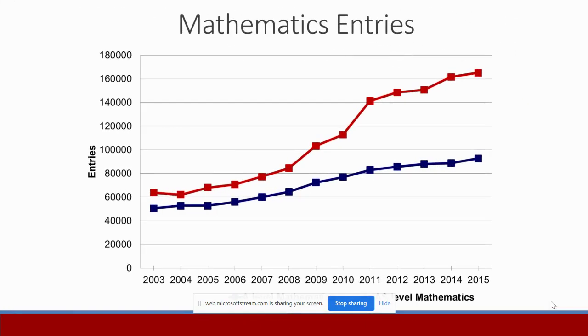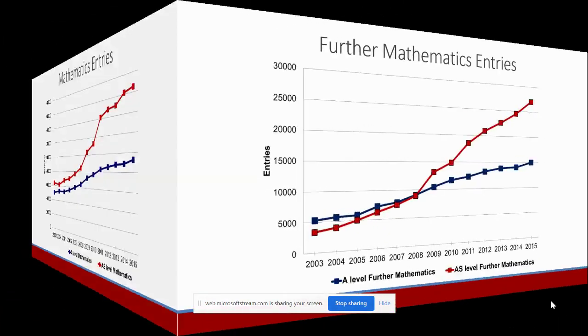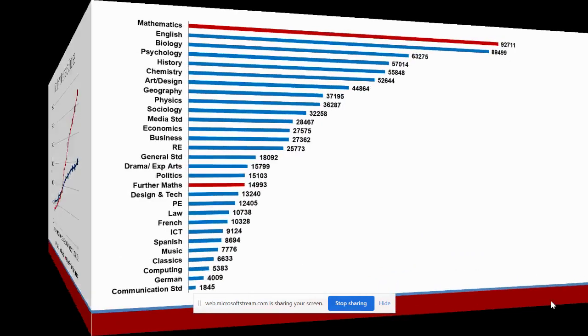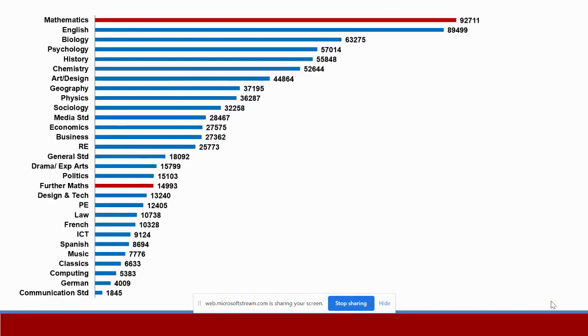We also see that maths entries have increased dramatically over the years, and that trend continues to today, both for AS and for A-level there. The story is the same for further maths, rapidly increasing popularity over the years. And you can see this in the number of candidates in the country taking each subject. Maths just pips the post on English to take the top of the leaderboard. And further maths, relatively high up, considering the difficulty of the subject and number of students taking it.